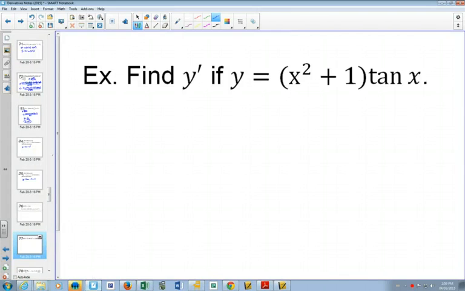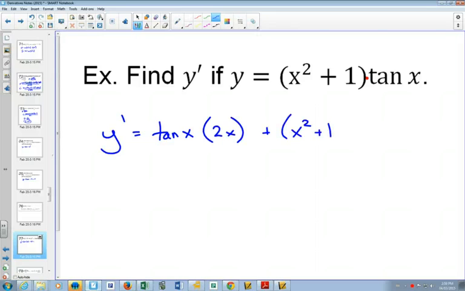All right, how did you do? Y prime, again, product rule here. Keep one the same times the derivative of the other one, plus keep the other one the same times the derivative of the first one.